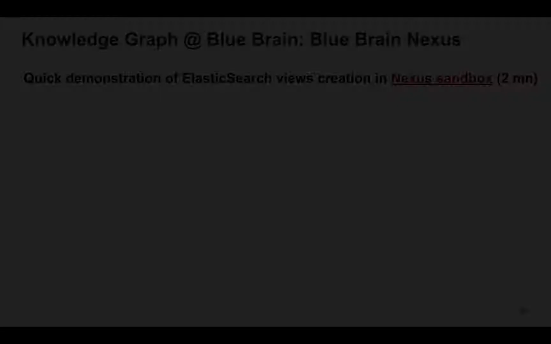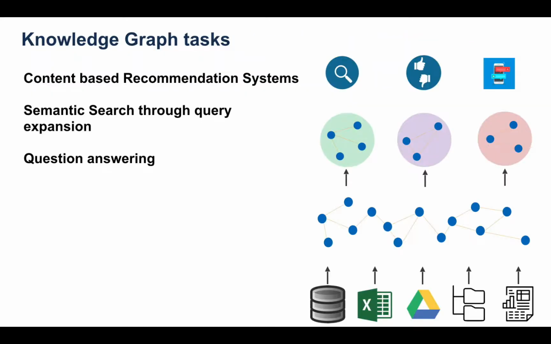So let me go back quickly. Okay, so we have the knowledge graph, we disintegrate. Now we have a set of tasks. Okay, we need to use these things to perform some use cases, right? And one of them is a content-based recommender.